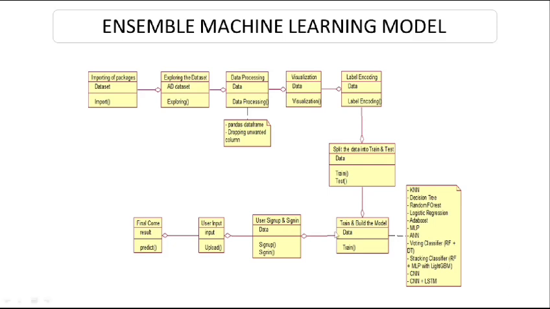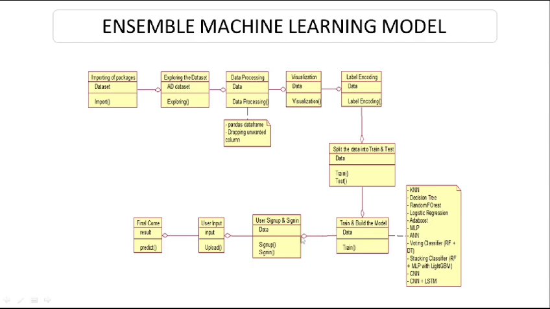First, the importation of packages is done, where the packages are imported using the import function. Then the exploring of the dataset is done using the exploring function, where the dataset processing is done. The pandas data frame is taken and unwanted columns are dropped, removing the unwanted and missing values. Now the visualization is done using the visualization function and label encoding is done using the label function. Now this data is again split into training and testing. For training we use all the classifiers, we train all the classifiers, and then for testing we created the web application.